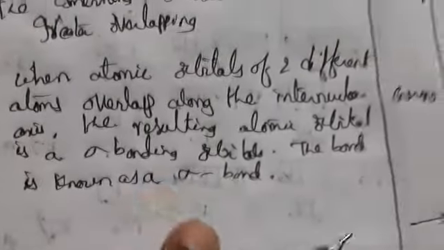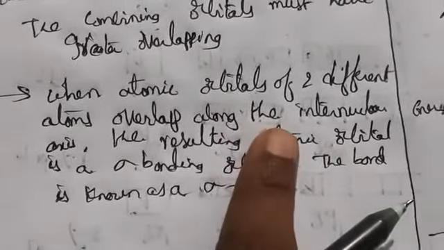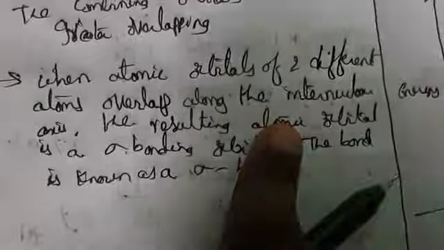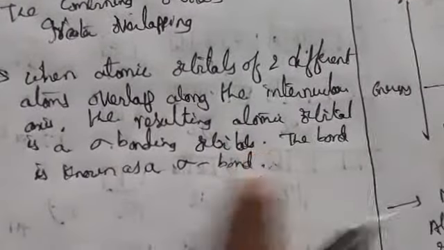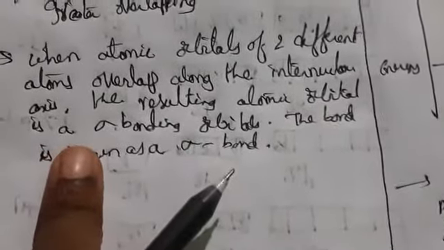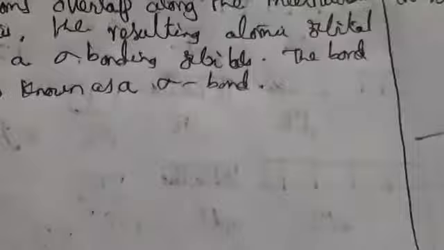Okay, so if you take two different atoms whose orbitals overlap along the internuclear axis, like the x, y, z axis, whatever orbital we get, we call it sigma. So the sigma bonding orbital is known as a sigma bond. Now let us see, for example, the orbitals here.